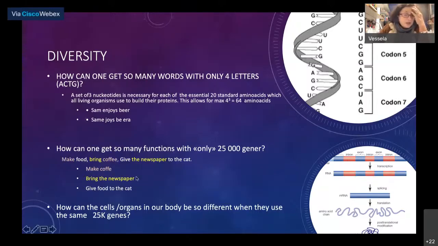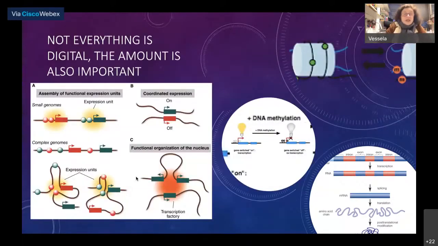And then, of course, in addition to that, how can we get the words with only 4 letters, and how can we get so many different sentences with the same building blocks? Another question is, if all cells have the same genes and the same genetic material in each and every cell, as we know they have, how come our body ends up with so many different cell types when they only use the same 25,000 genes? And this is, of course, because not everything is digital, not everything is yes or no. The amount also matters, and which genes are expressed where and to what degree also matters.